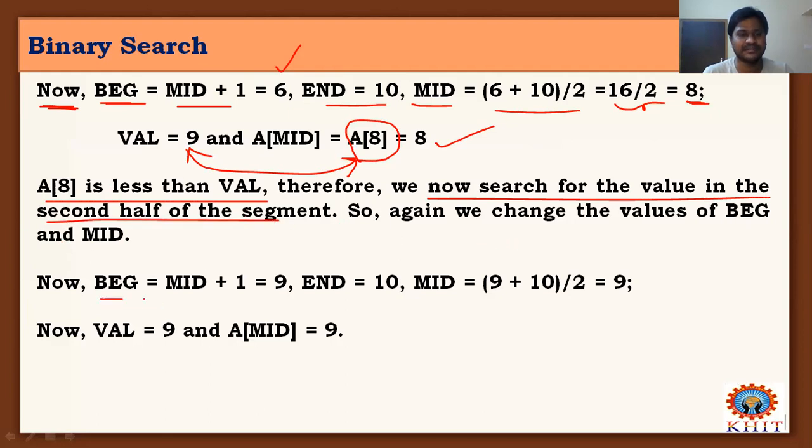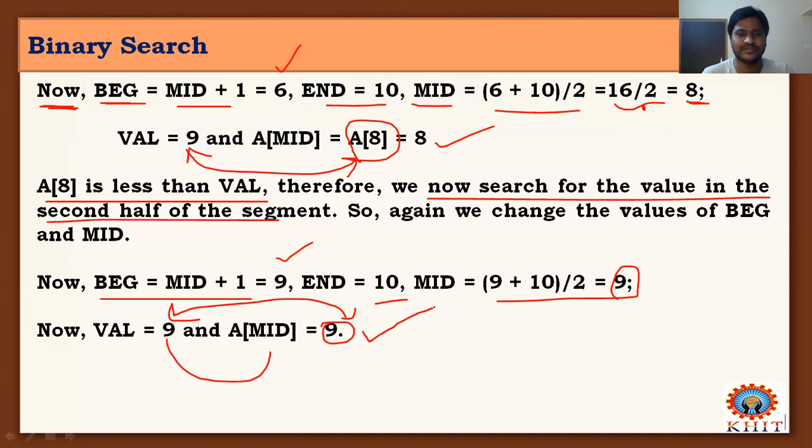So here again beginning equals mid plus 1, that is 9, and end is 9. So mid is (9 plus 9) by 2, that is 9. We compare the value 9 with A of mid, that is 9. Both are the same, so the search operation is successful and the element is found.